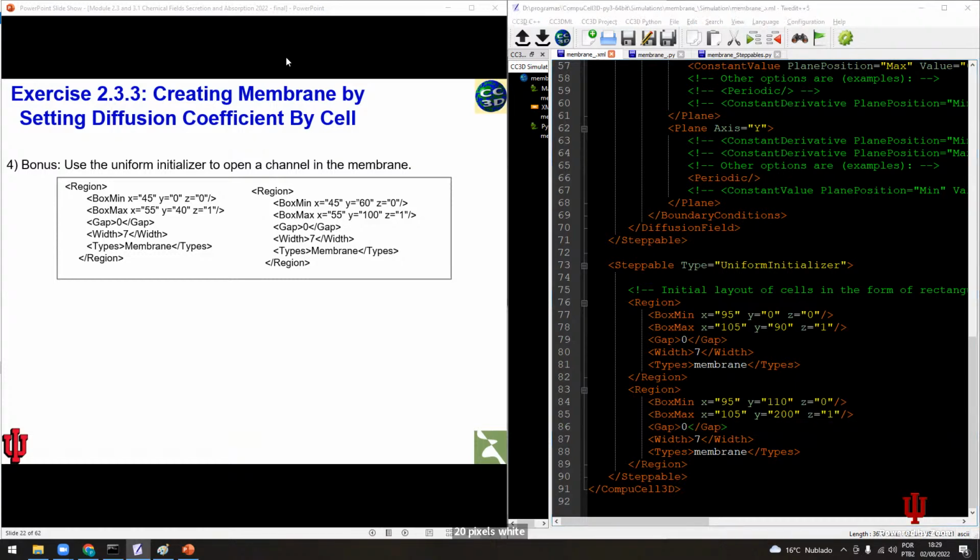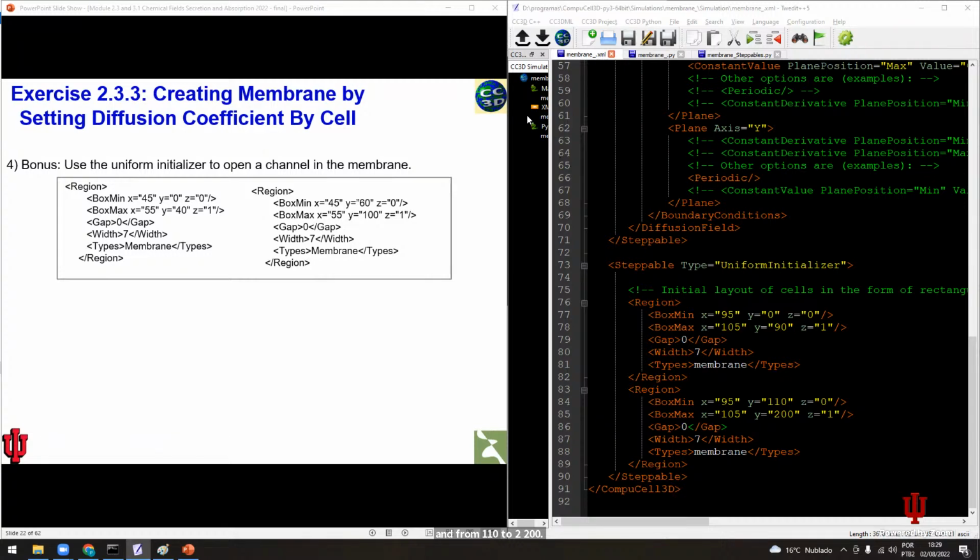Are you with me? So what did I do? I copied the piece of code, region to region. Exactly the same syntax, but then I generate the first membrane from 0 to 90 in the y coordinate, and from 110 to 200, the other piece of the membrane.